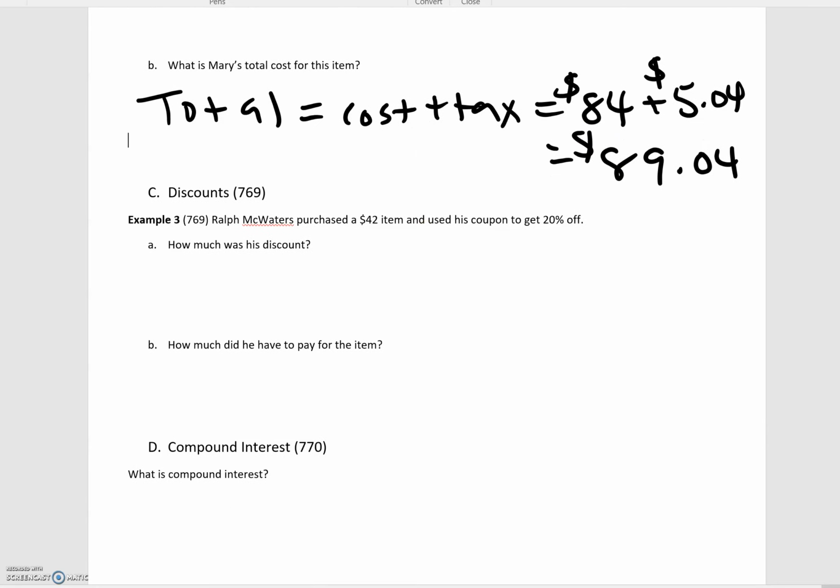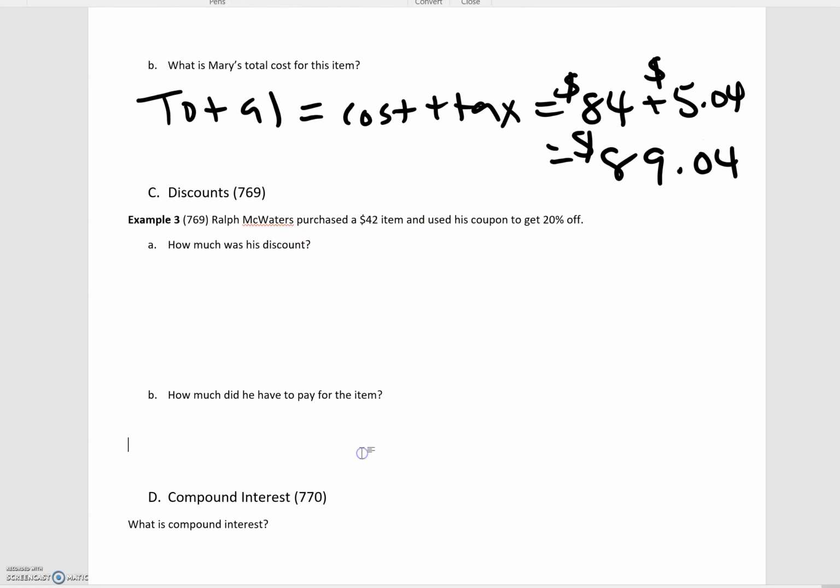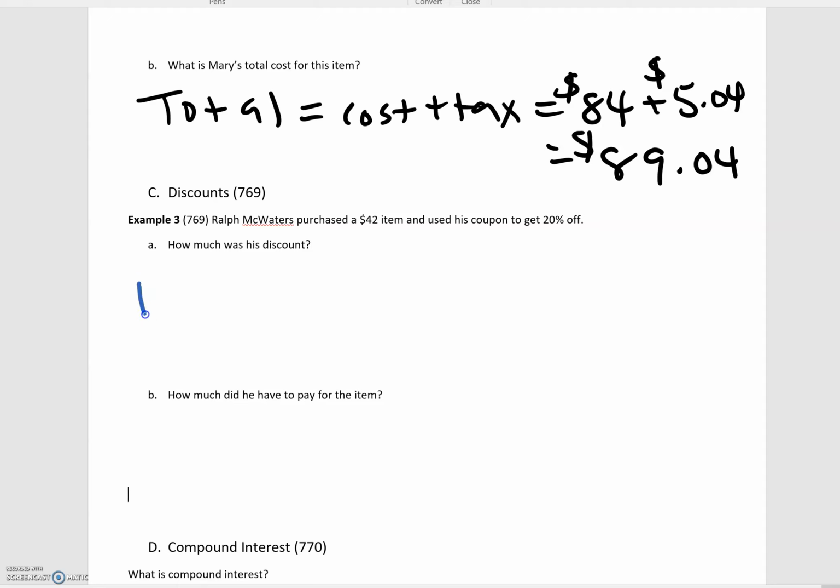Discounts occur very similarly. It's just more in our favor because it takes a percentage off of the principal of the item. So if we're looking at Mr. McWaters purchasing a $42 item, and he has a coupon of 20%, we can figure out the discount by multiplying the item price by the discount rate.